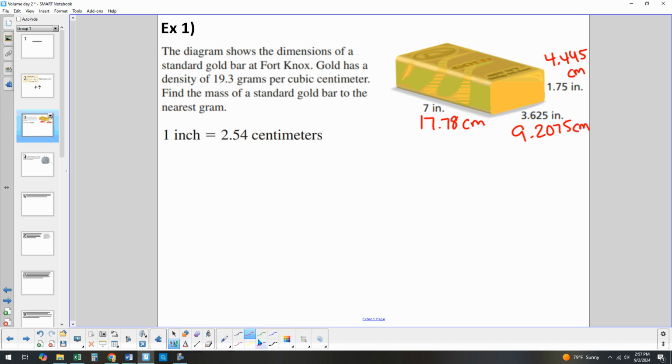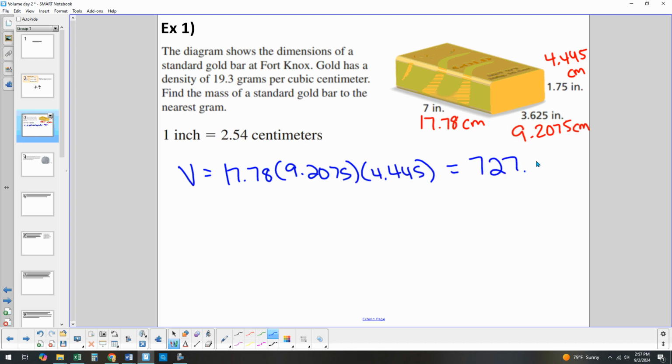My volume of a prism, a rectangular prism, is length times width times height. So my volume will be these three values multiplied. So 17.78 times 9.2075 times 4.445, and I get a total volume of 727.688.